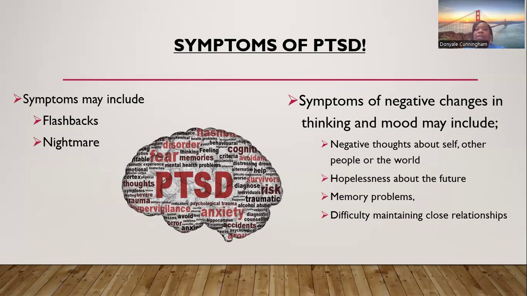There could also be symptoms such as avoiding things that are reminders of the event, severe anxiety, and uncontrollable thoughts about the event. Now, symptoms of negative changes in thinking and mood may include negative thoughts about self, other people, or the world, hopelessness about the future, memory problems, including not remembering important aspects of the traumatic events. So they may block out memories or struggle with dissociation.